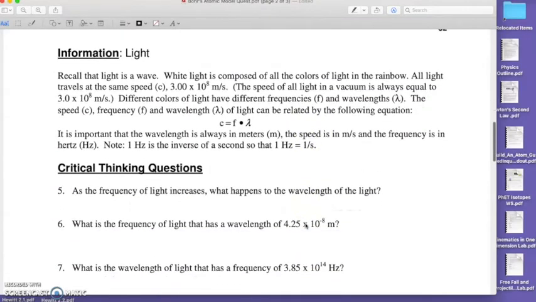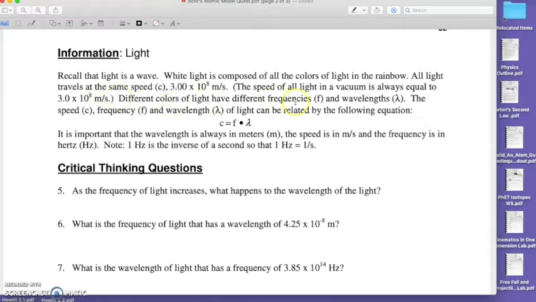Okay, so light. Recall light is a wave. White light is composed of all the colors of light in the rainbow. All light travels at the same speed, which is 3.00 times 10 to the 8th meters per second, and we call that the speed of light, which is c. Now this is speed of light in a vacuum is equal to that. It'll vary based on other places besides the vacuum, but it's pretty close to that.